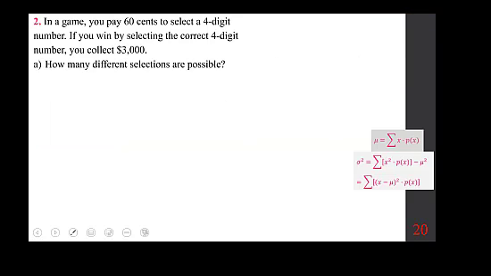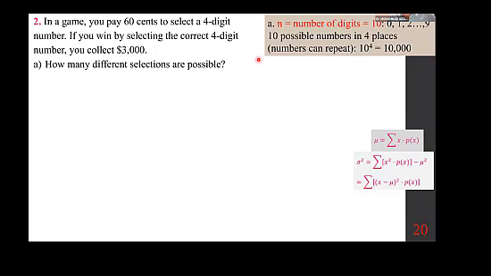In a game, you pay 60 cents to select a 4-digit number. If you win by selecting the correct 4-digit number, you collect $3,000. How many different selections are possible? Excellent. So we have 4 digits. That means 4 spots. And as you know, when we say digit, it goes from 0 to 9, giving us 10 for each spot. And it results in 10 to the power of 4 or 10,000.